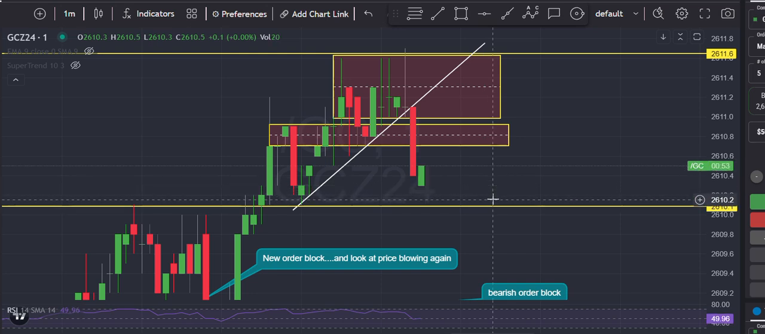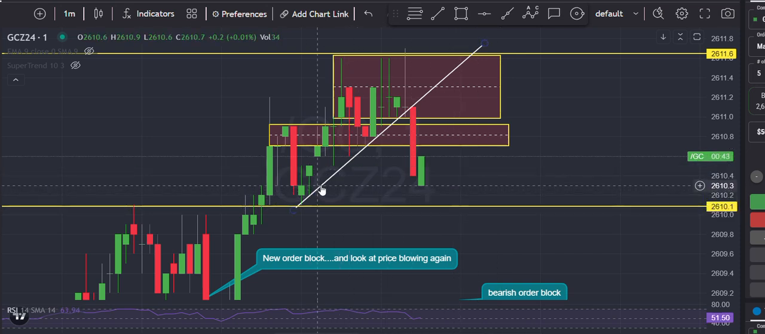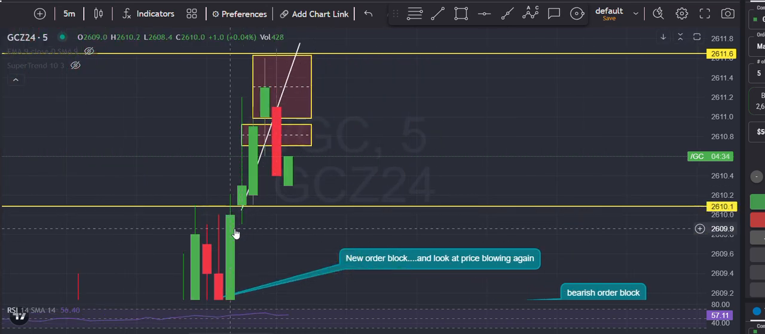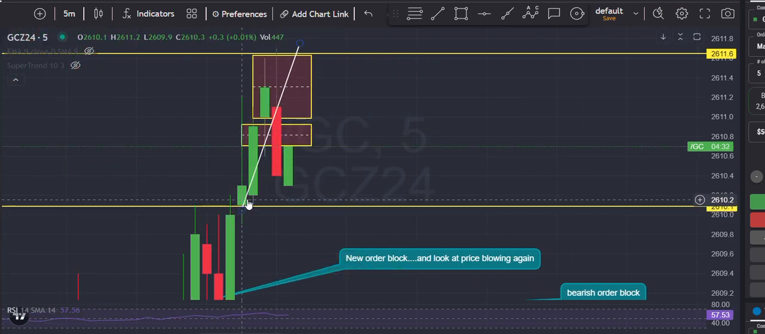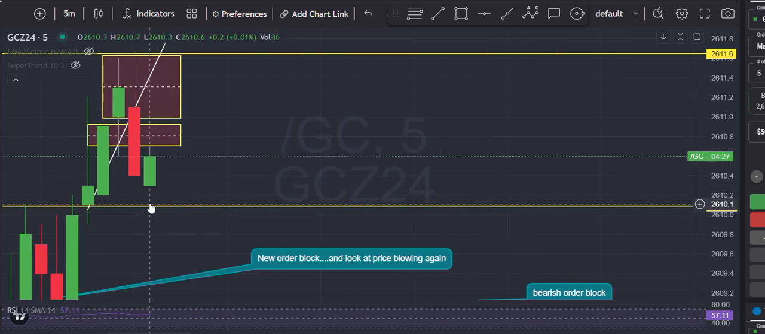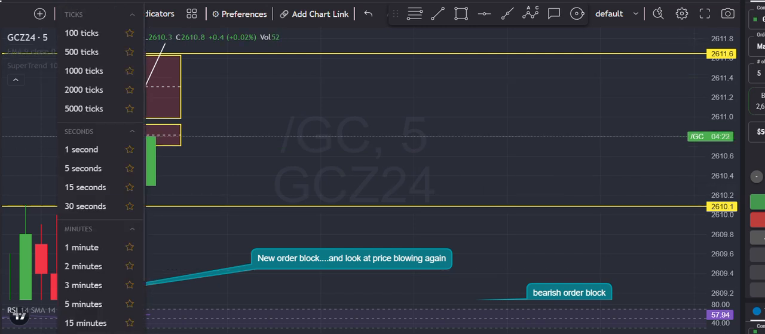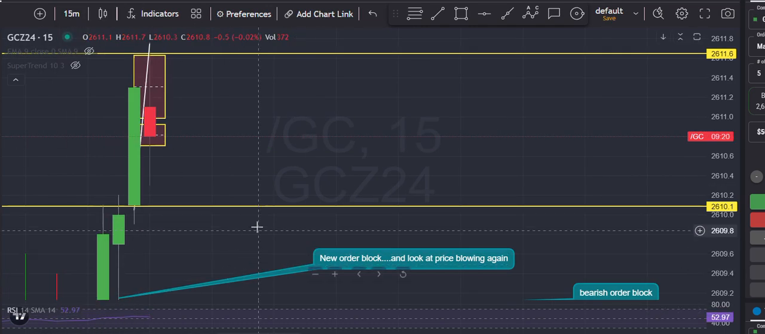Projection. Come on, baby. Just hush on down. And this is probably a fair value gap on a higher time frame. Let me look at the 5 minutes. It's been invalidated here. 15 minutes.